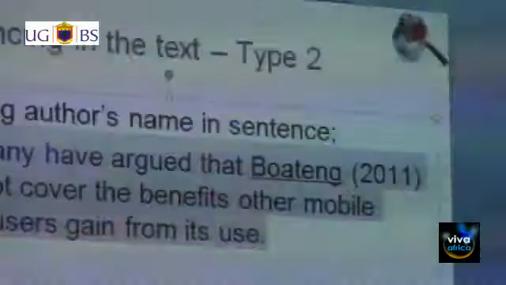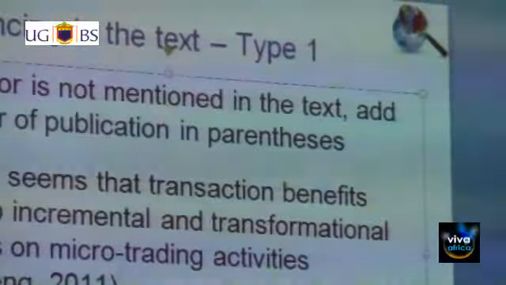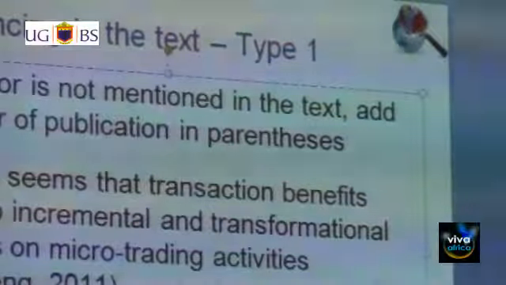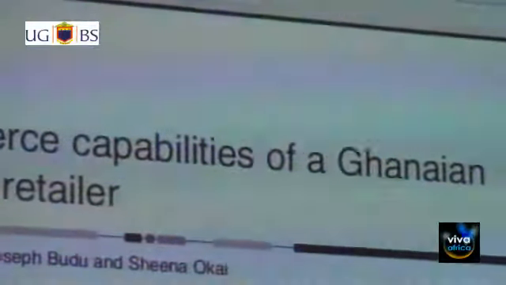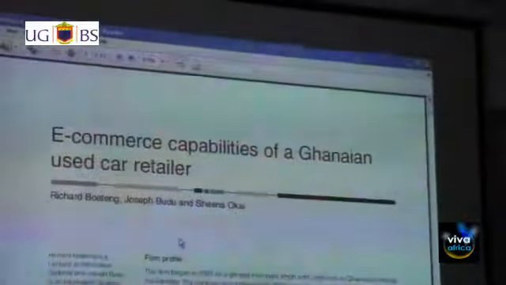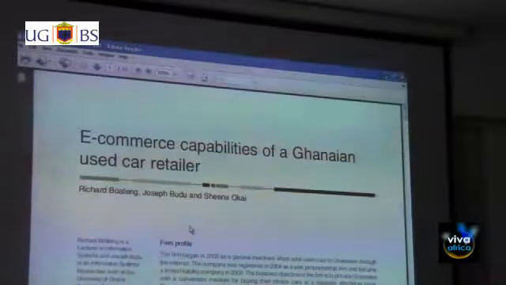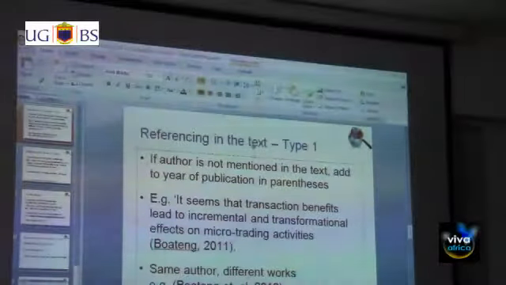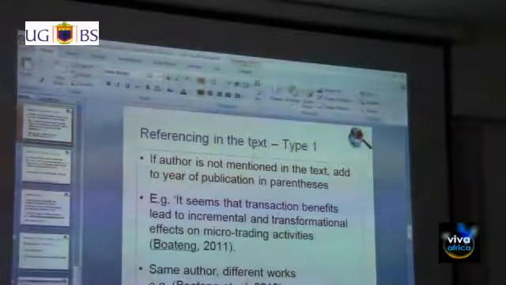The other challenge in using Word is that if Boatin wrote the paper with other authors, like this paper, the same Boatin wrote the paper with two other people. So you have to say Boatin et al. You can't say Boatin this and this. It's not proper because there are more than two authors. So in this case, it has to be et al. Word doesn't allow you to do that either.